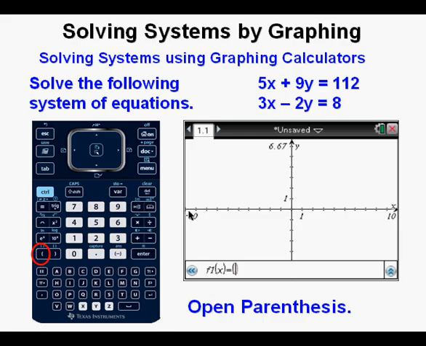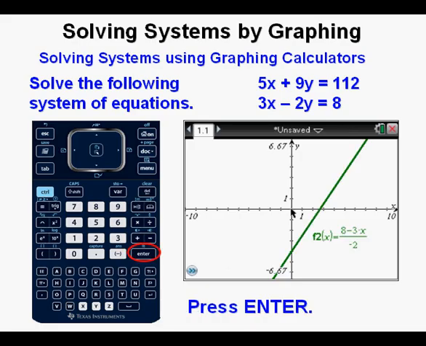Inside parentheses, we enter 112 minus 5x, then divide the expression inside parentheses by the coefficient of y, which is 9. Scroll down to f2 of x. Enter the second equation in the same manner. Enter quantity 8 minus 3x divided by negative 2. Press Enter. To see the first line, we need to change the window settings.